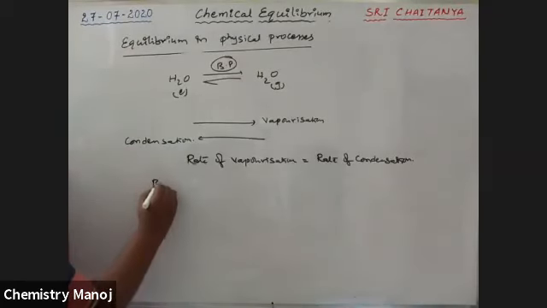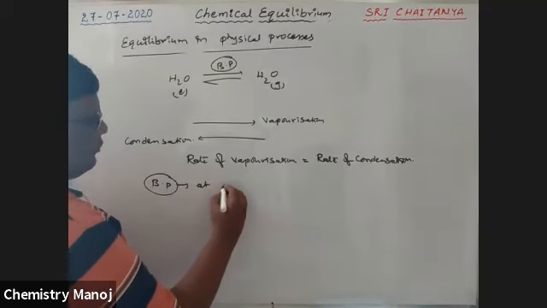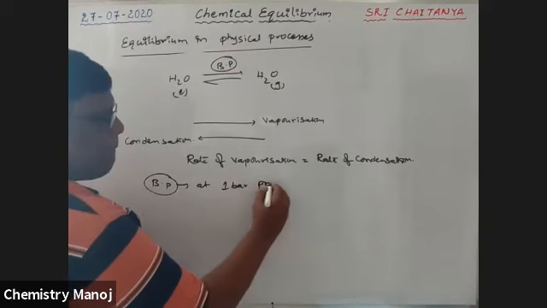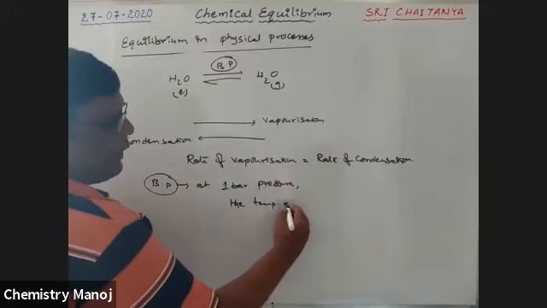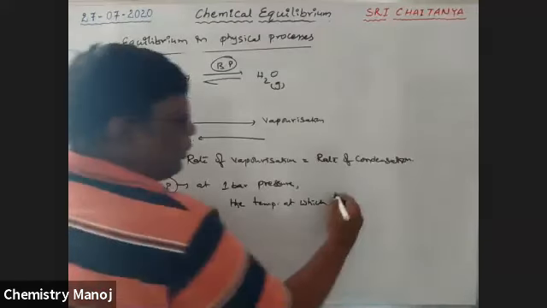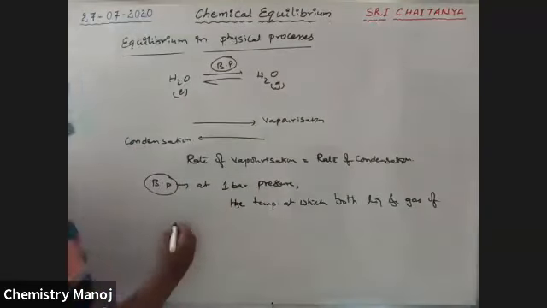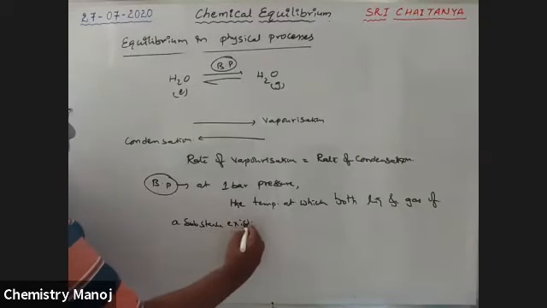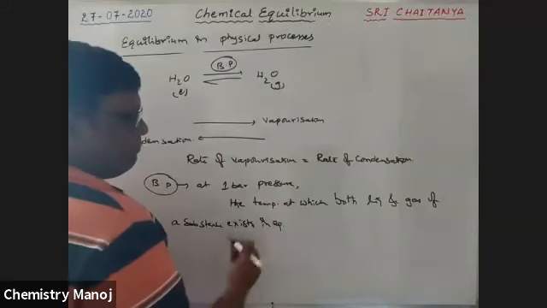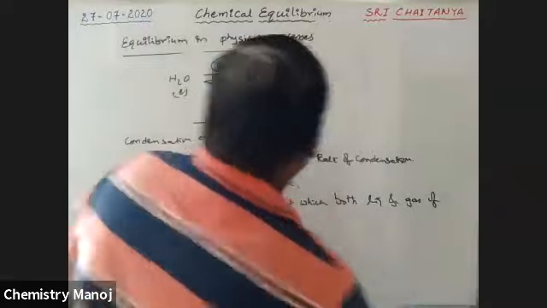So see here, what is the boiling point of a liquid? At 1 bar pressure, the temperature at which both liquid and gas of a substance exist in equilibrium is called the boiling point of the liquid. See here, I will explain with the diagram.